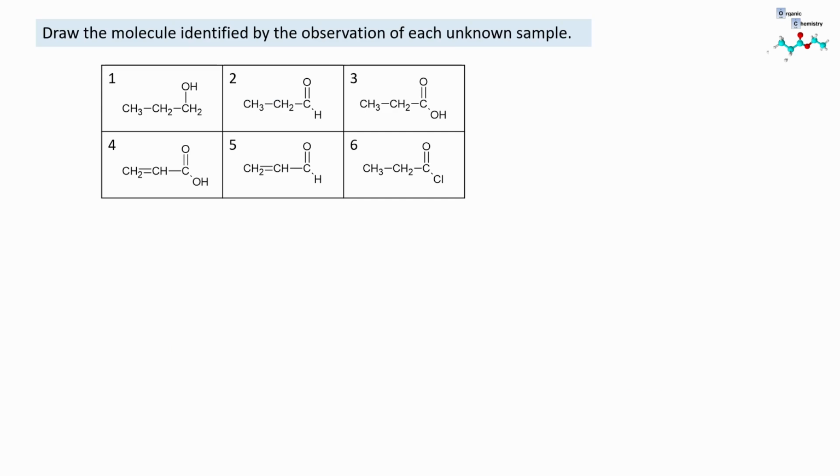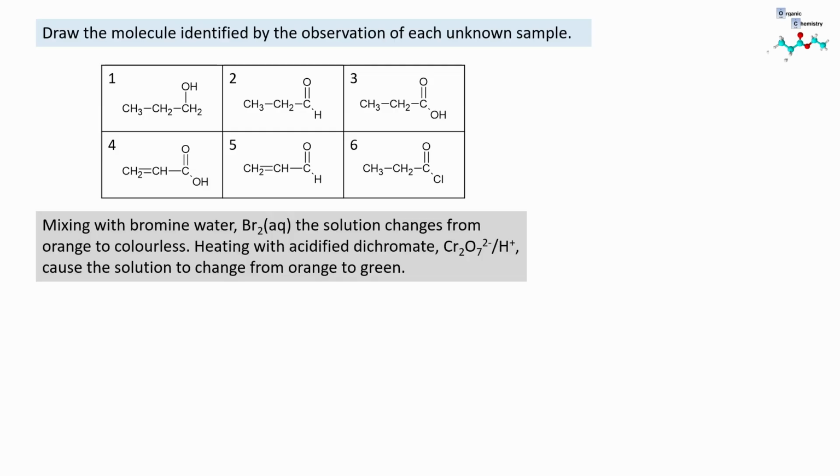Okay, so here we've got 6 different molecules drawn, and what they would like us to do is draw the molecule identified by each of the observations that are written down. So what I want you to do is, as I go through, stop the video and see if you can draw the appropriate molecule to the right of the observation that comes up. So here's our first observation.